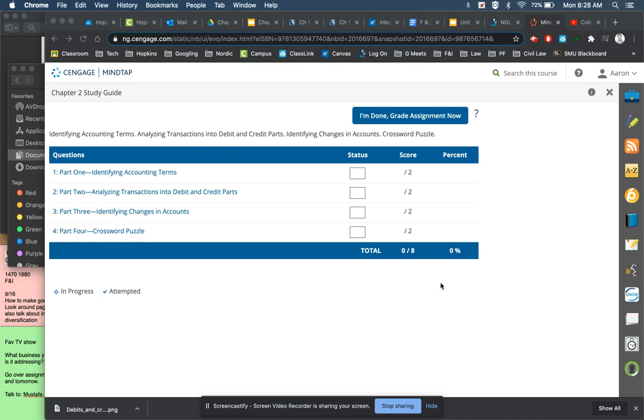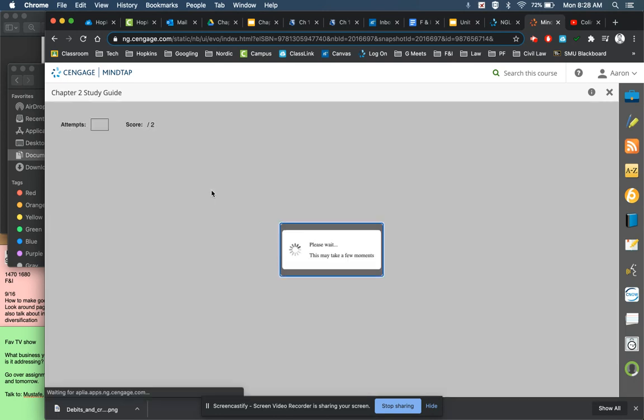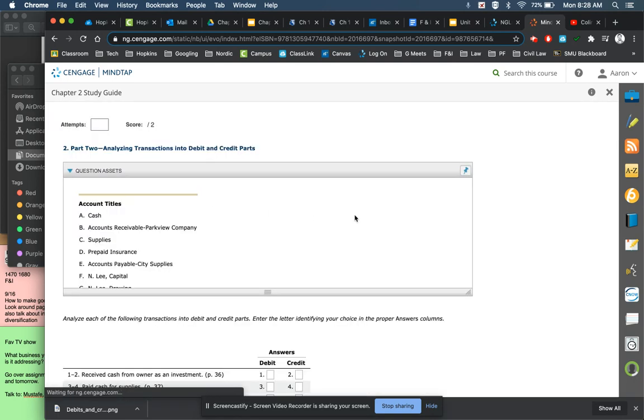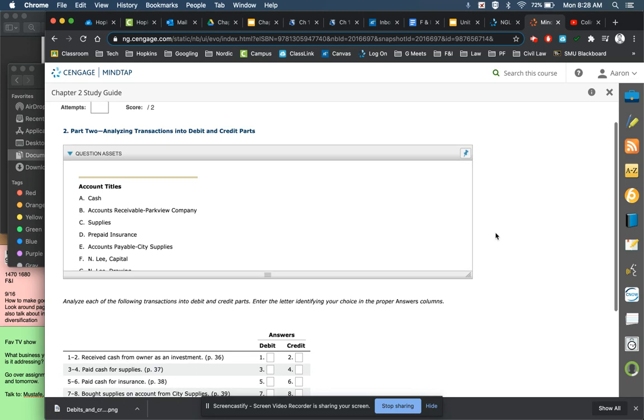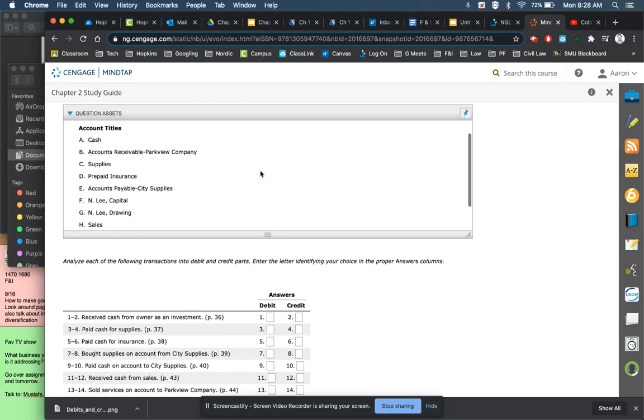Hey guys, I just wanted to go through how to do part two of the chapter two study guide because this is new information to you. So I'll just click on part two after I've navigated to the study guide. It'll pull up a screen that looks like this, and up top you have a whole bunch of different account titles.